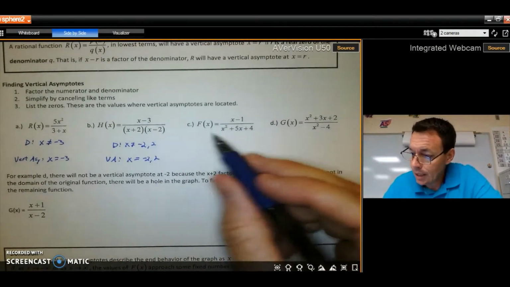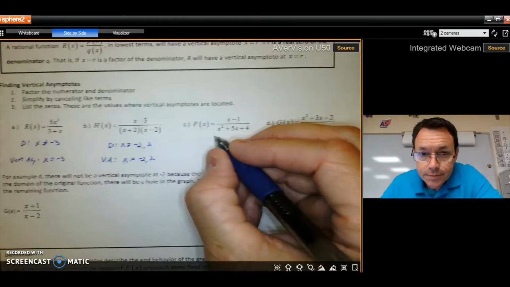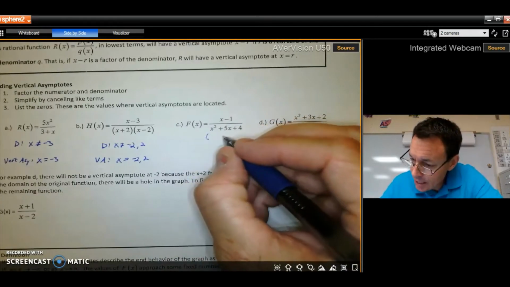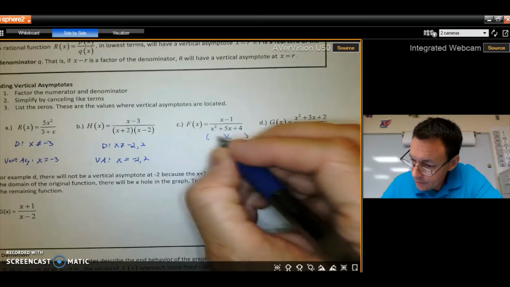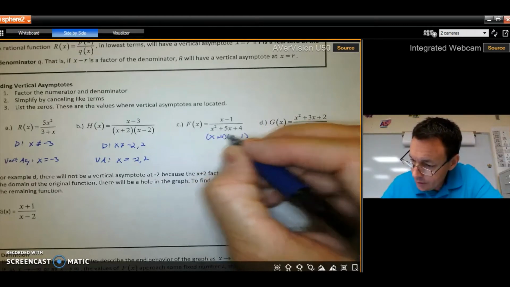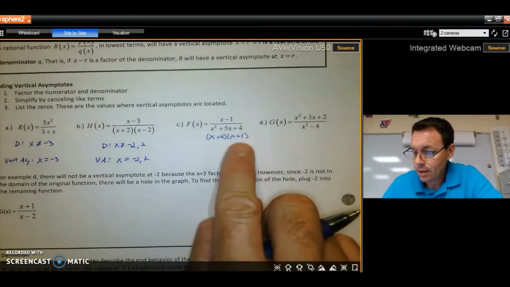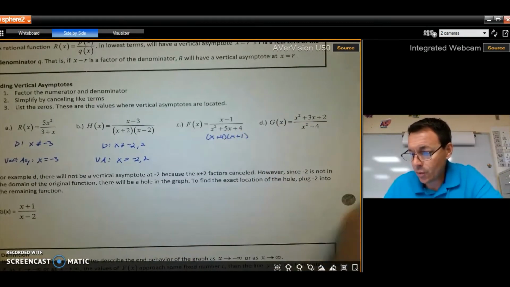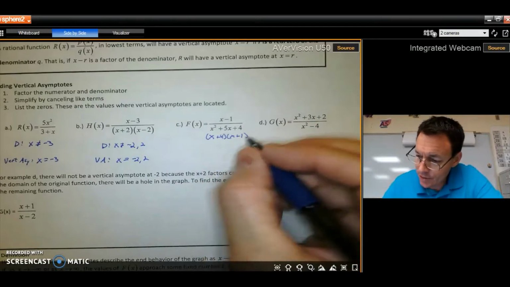Okay. This one, well, we need to factor. I can't see what the denominator is right now. So factor x squared plus 5x plus 4. Okay. Factors of 4 that add up to 5 would be 4 and 1. So there's my factored denominator.